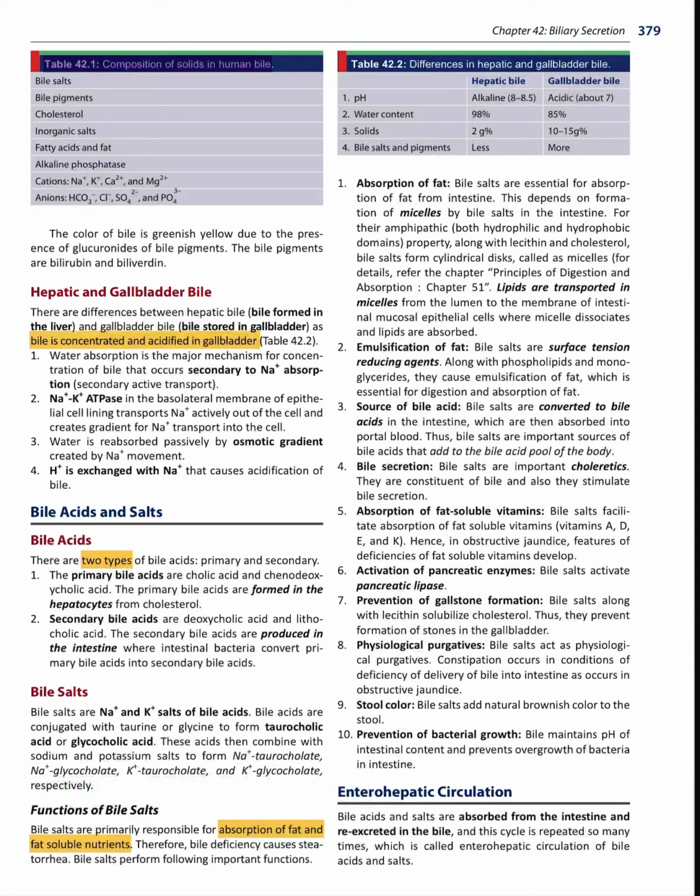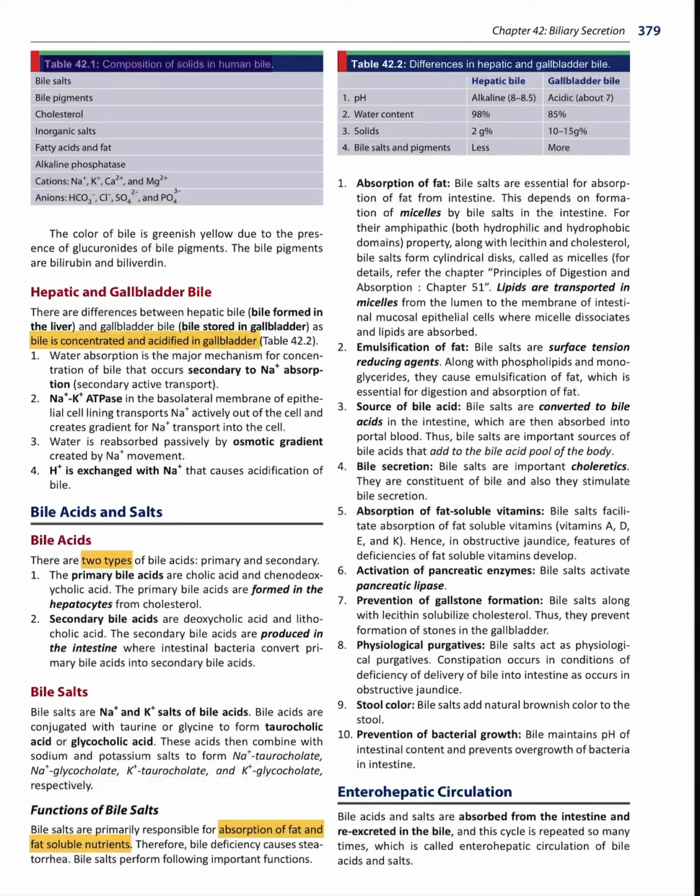Bile secretion. Bile salts are important choleretics. They are constituents of bile and also stimulate bile secretion. Absorption of fat-soluble vitamins. Bile salts facilitate absorption of fat-soluble vitamins. Hence, in obstructive jaundice, features of deficiency of fat-soluble vitamins develop. Activation of pancreatic enzyme. Bile salts activate pancreatic lipase. Prevention of gallstone formation. Bile salts, along with lecithin, solubilize cholesterol. Thus, they prevent formation of stones in the gallbladder.